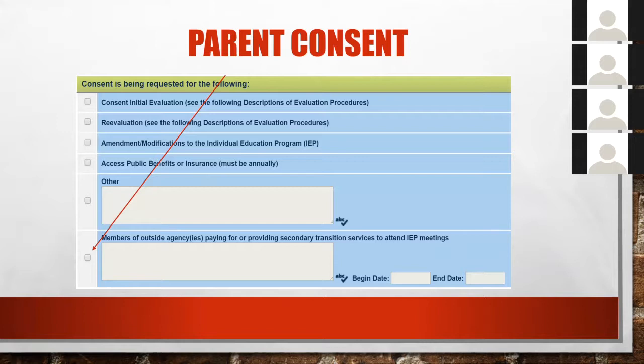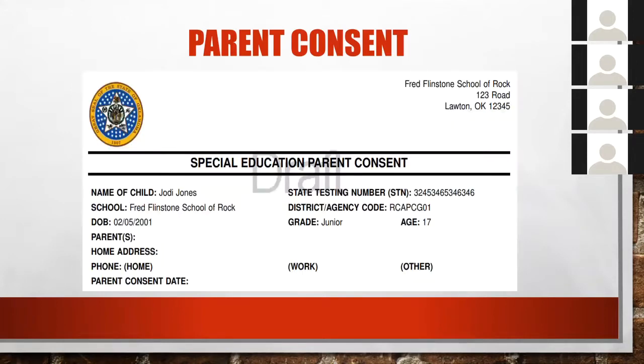So we want to make sure we're getting parent consent before we invite those outside members, and that can be accessed from the Documents tab. And then that's what it looks like. You'll click on that and then fill that out. You also want to make sure that you upload that signed parent consent for documentation.